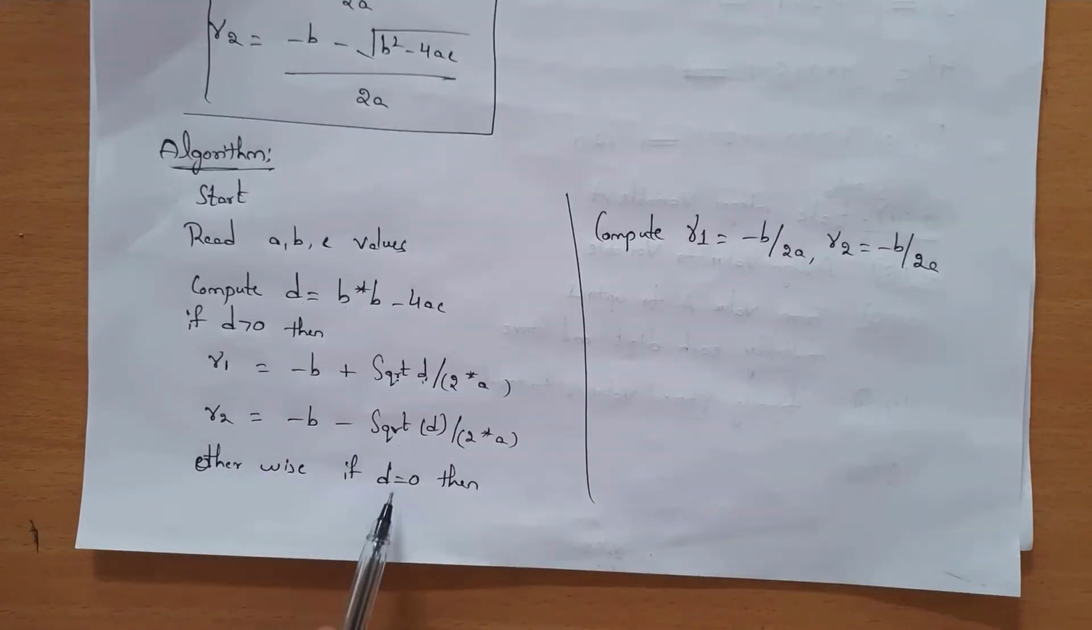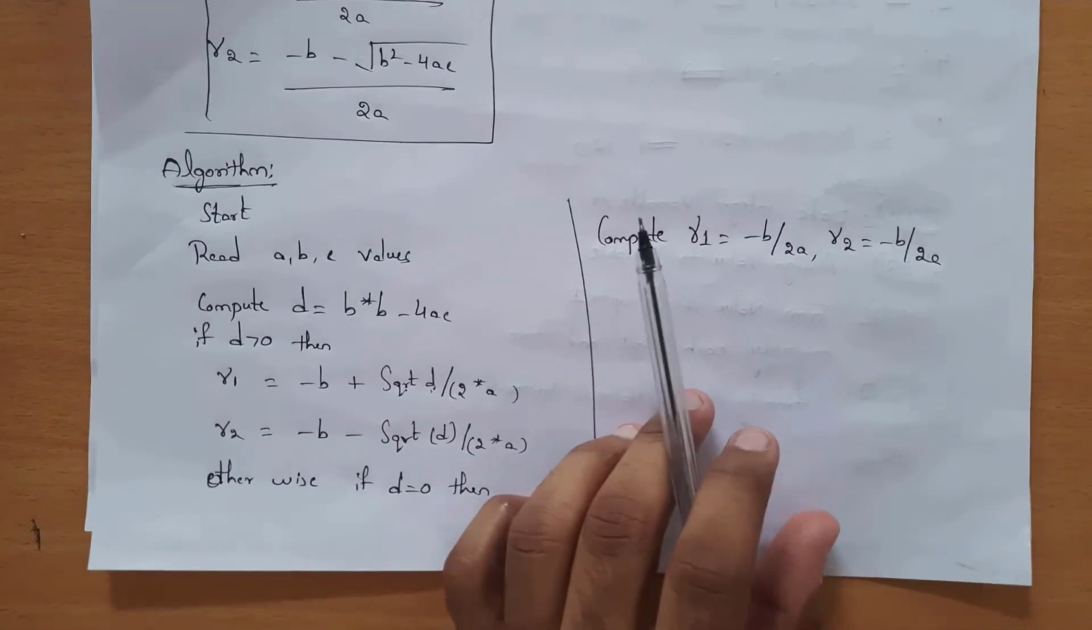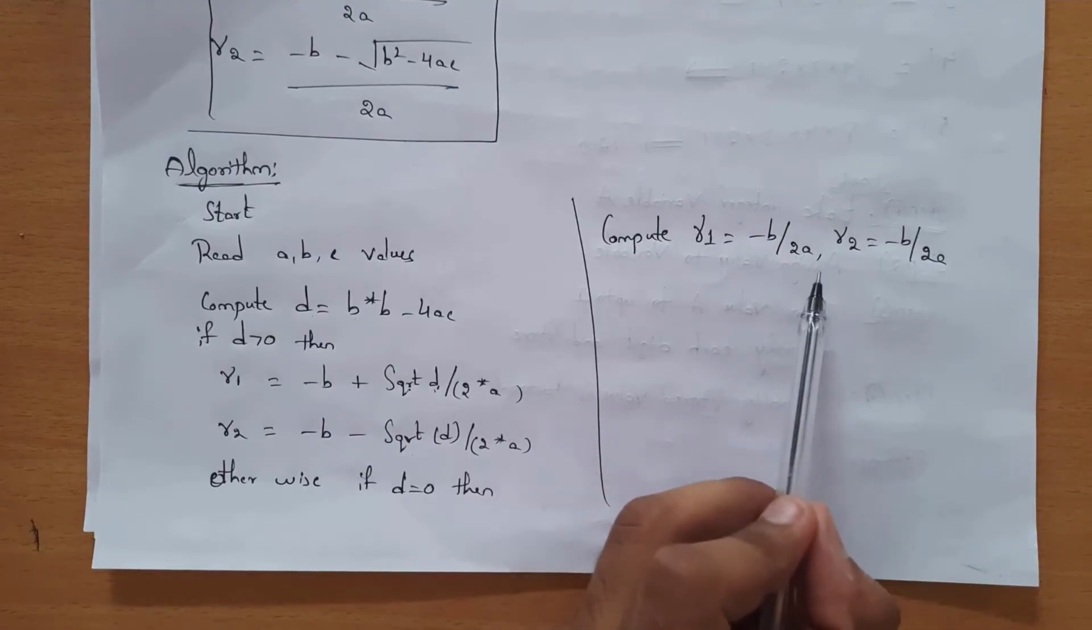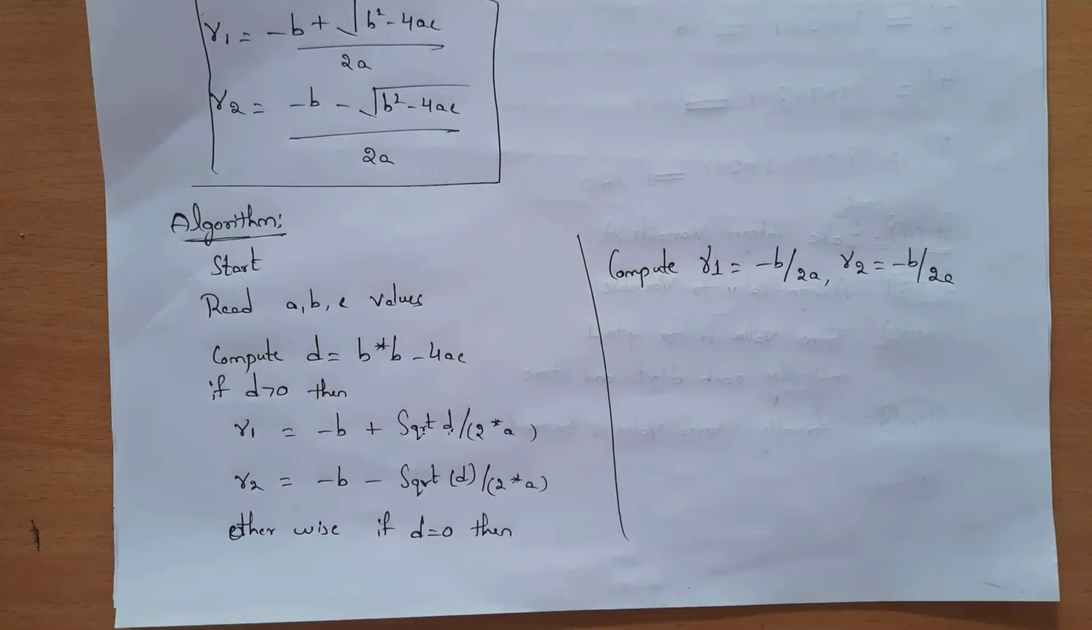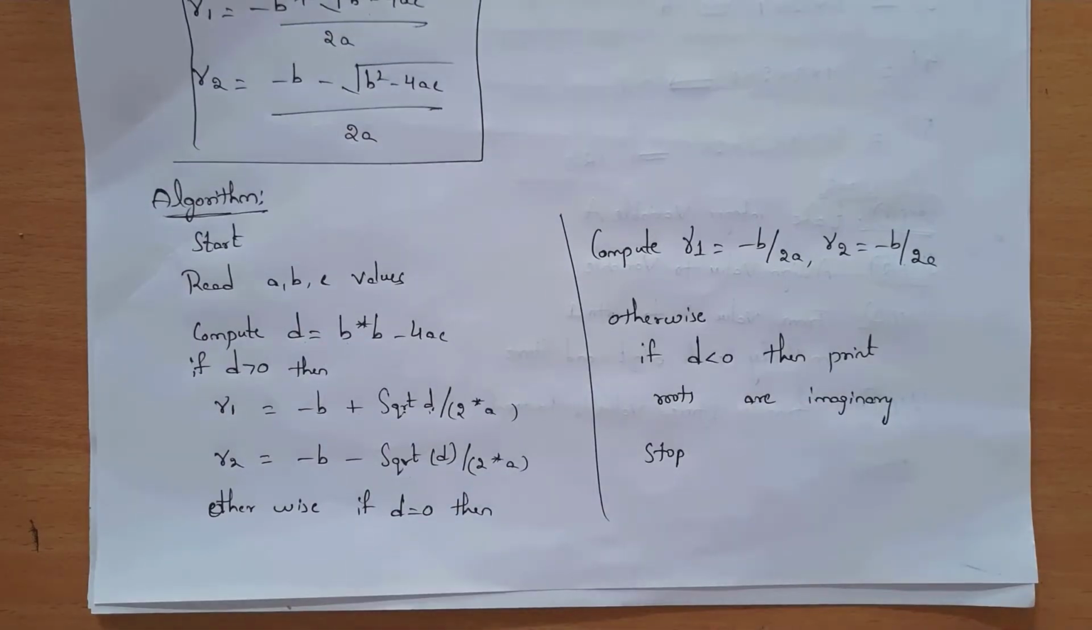But if d value is equal to 0, then we need to compute r1 is equal to minus b by 2a and r2 is equal to minus b by 2a, because value of root 0 is 0. So we cannot apply this formula. Even if you apply this formula, result is same. If d value is less than 0, then you need to write roots are imaginary, and last step is stop. This is an algorithm for finding roots of quadratic equation.